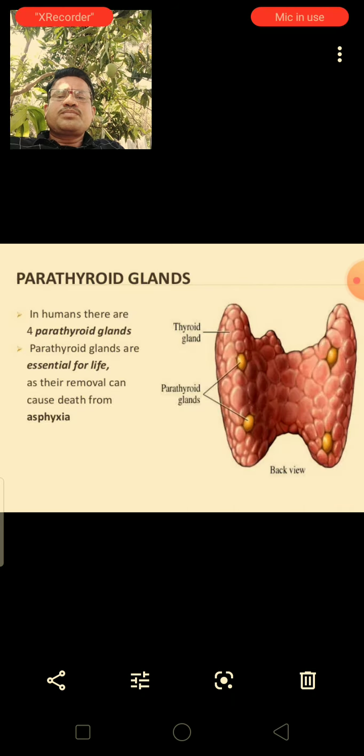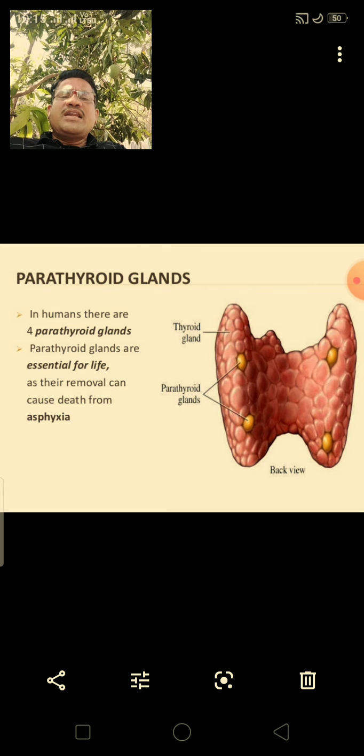exophthalmos. Next one, parathyroid glands.